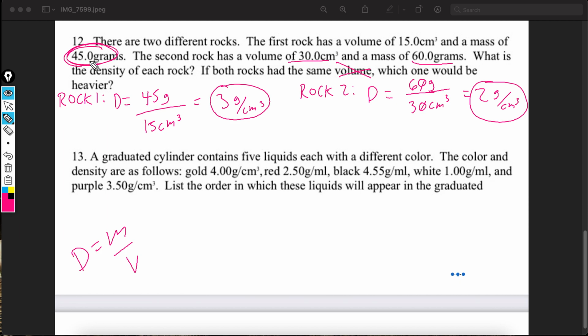You just need to know 45. The second rock weighed 60 grams. Now, logically, guys, what do you think weighs more? Something that is 60 grams or 45 grams? Or let's do it in pounds. What weighs more, 60 pounds or 45 pounds? 60 pounds, right? Rock 2 is clearly heavier, even if the volumes were different.